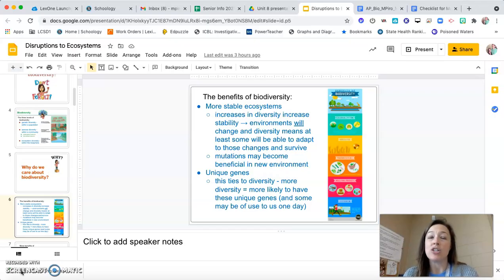Also, when you're looking at that genetic diversity, you might have more unique genes. You might have genes that would be beneficial to other species. You might have genes that aren't doing anything, but then when the environment changes, that protein that they produce is now all of a sudden beneficial. And so those unique genes could potentially provide benefits down the road.